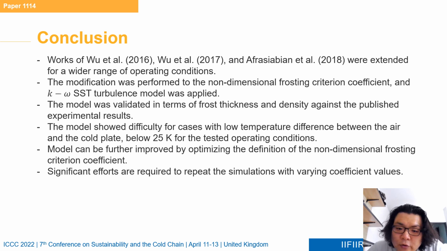The model showed slight difficulty for cases with low temperature difference between the air and the cold plate, particularly below 25 Kelvin difference for the tested operating conditions. We also saw that the difficulty is exacerbated for high velocity cases, while it's less significant for low velocity cases. The model can be further improved by optimizing the definition of the non-dimensional frosting criterion coefficient B. However, it requires significant effort, as all the tested validation cases have to be repeated with varying values of the non-dimensional frosting coefficient.